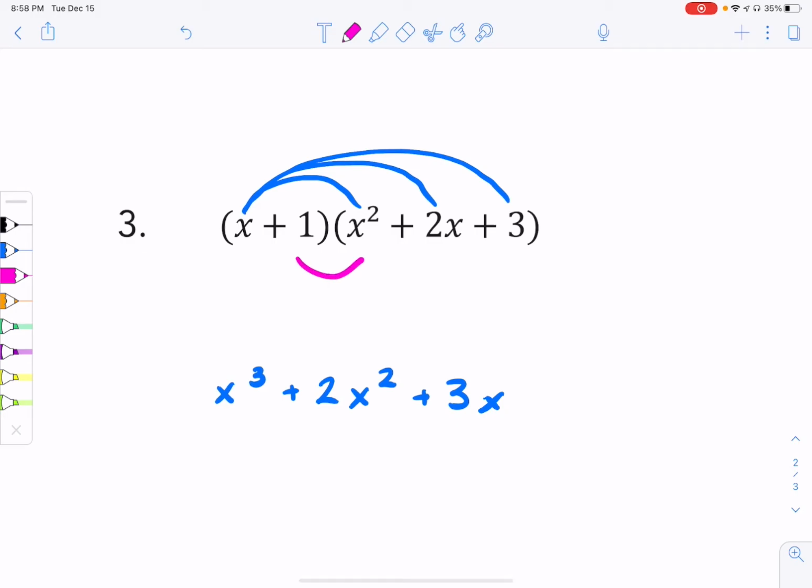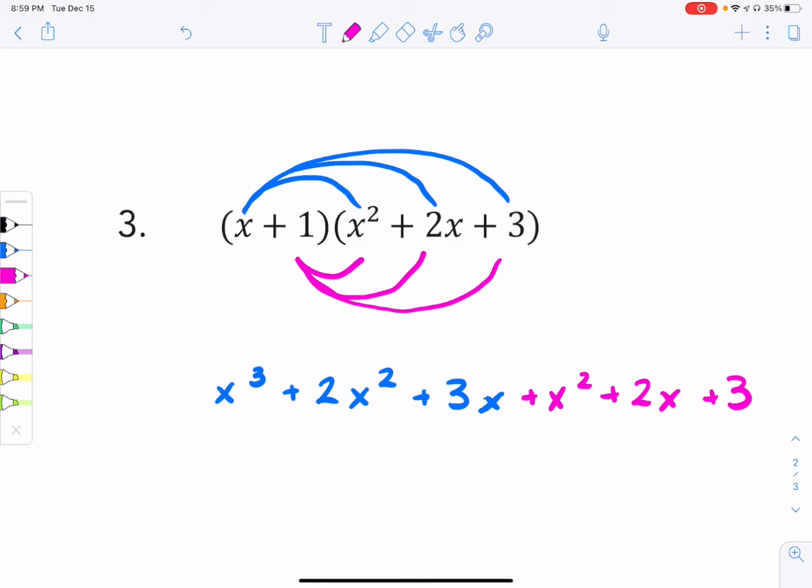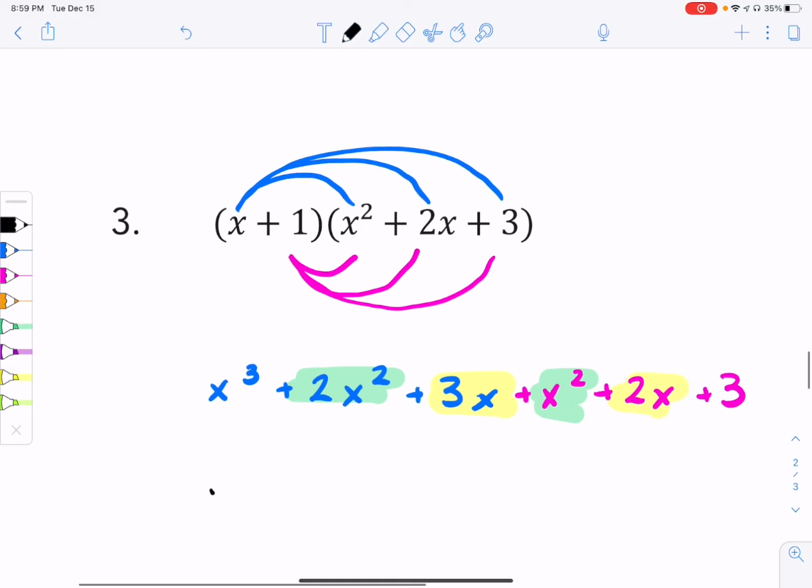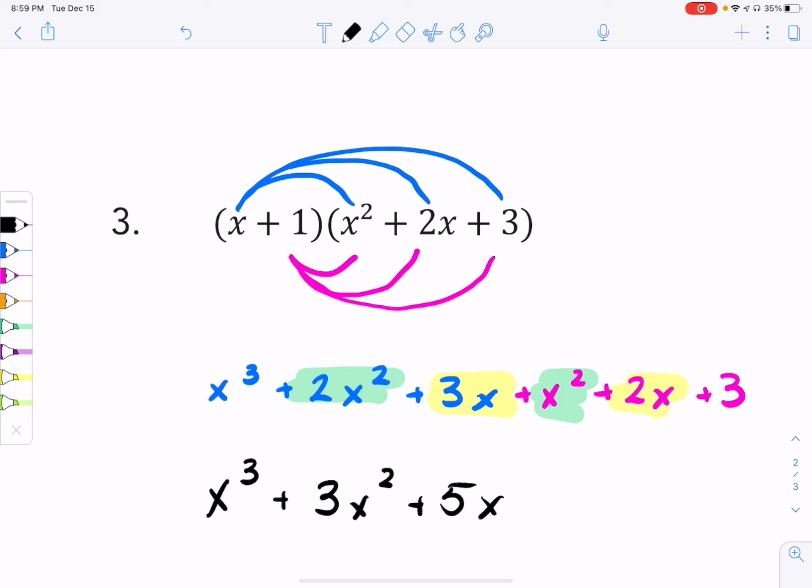Next, we have 1 times x squared, which is x squared, 1 times 2x, which is 2x, and 1 times 3, which is 3. Now we need to combine our like terms. Our like terms include 2x squared and x squared, and then 3x and 2x. In the standard form, our answer becomes x cubed plus 3x squared plus 5x plus 3.